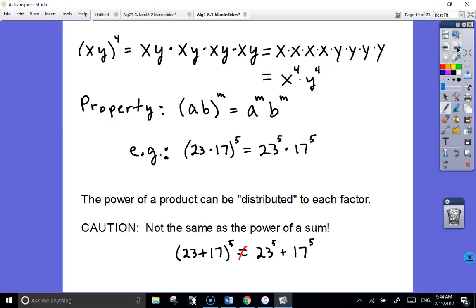So here's the property, right? AB is the base, raised to an exponent outside parentheses. You could say it's not really the distributive property, but it's okay to say distribute the m. You put it on everything that's inside the parentheses. A to the m, B to the m. So, example, 23 times 17 in parentheses raised to the 5th is 23 to the 5th, 17 to the 5th. Right? It's distributed.